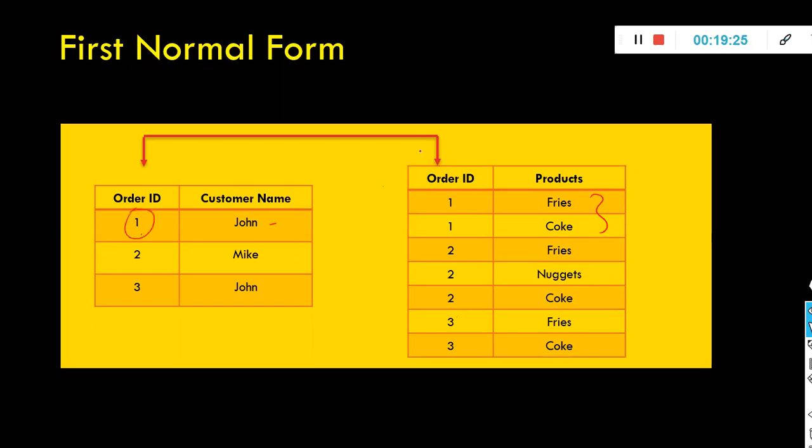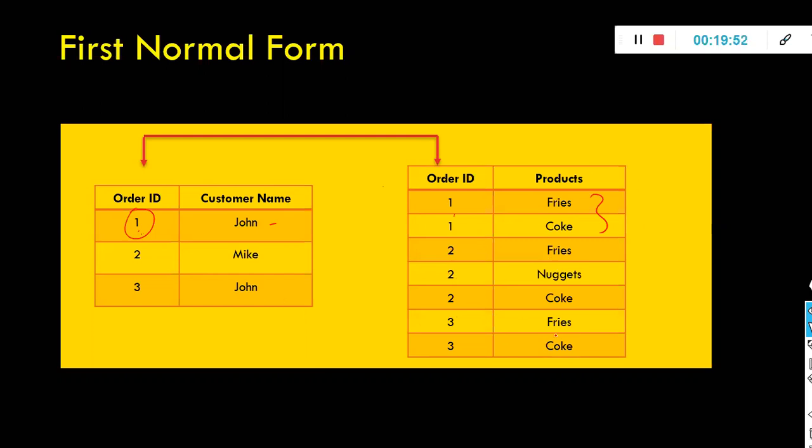Right? So the common column between these 2 tables is order ID. In order ID 1, there are 2 products ordered. So here duplicates are there, let it be there. Right? So the products are different. By linking these 2 tables, we get to know John has ordered 2 different products in order ID 1. And Mike has ordered 2 products in order ID 2.